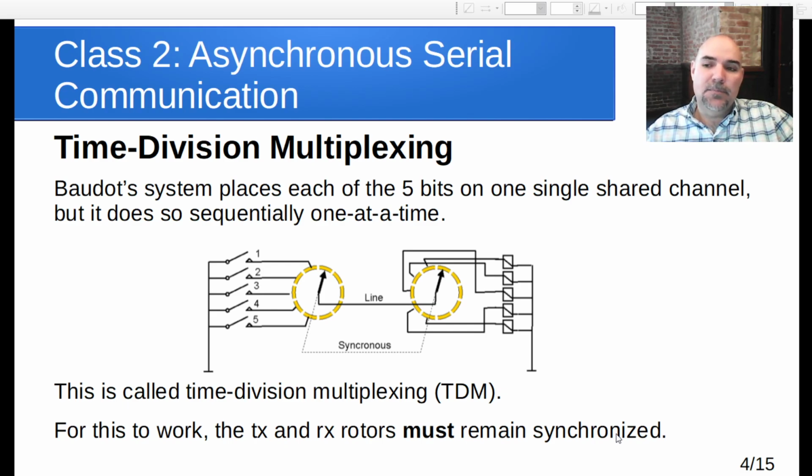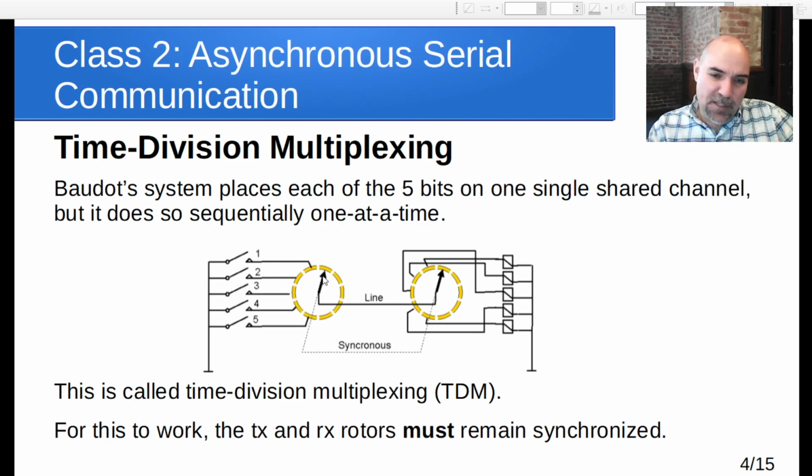In other words, we have 5 bits, but only one wire. So how do we fit 5 bits worth of data, or 5 switches worth of data, onto one single wire? And the answer was, well, have them divide up the time and have each bit on there for a certain amount of time. So as this rotor spins, the little contact will be on bit 1 first. And as this spins, it'll be for some amount of time, and then it will hit bit 2, and then bit 3, and then bit 4, and then bit 5.